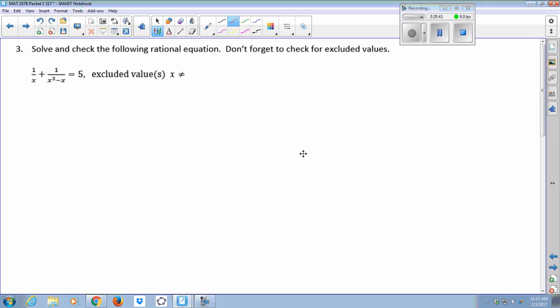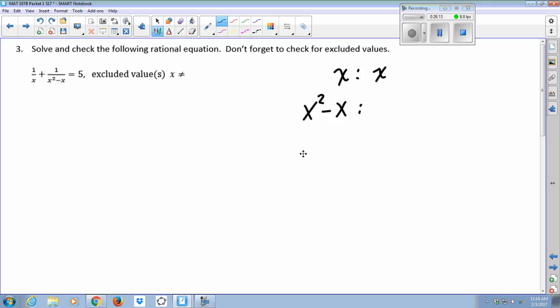In order to find the excluded values, there's a step you have to do, which we didn't need to do with the one we just did, and that is everything has to be factored into its prime factors. So the first denominator is already done. Your first denominator is just x, and that's prime. That's done. The second denominator is 2 terms. You have x squared and you have the term x, and you're subtracting them.